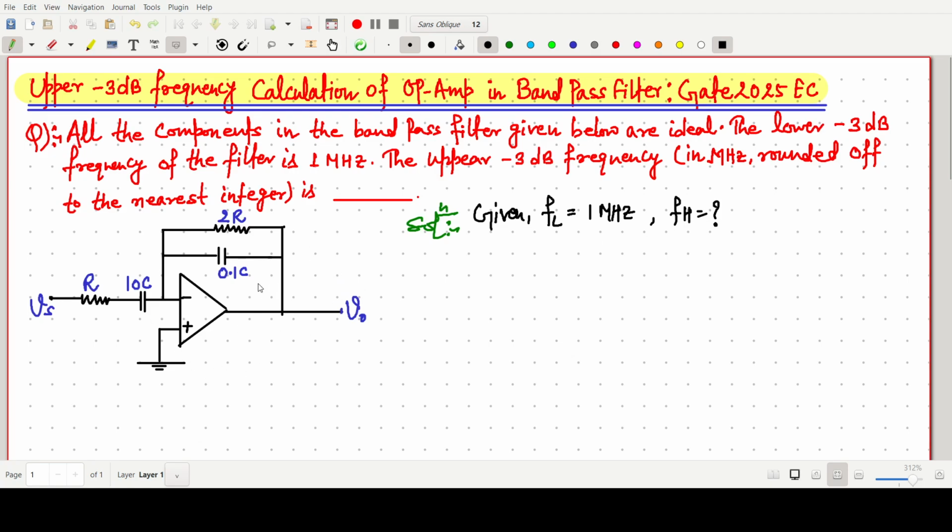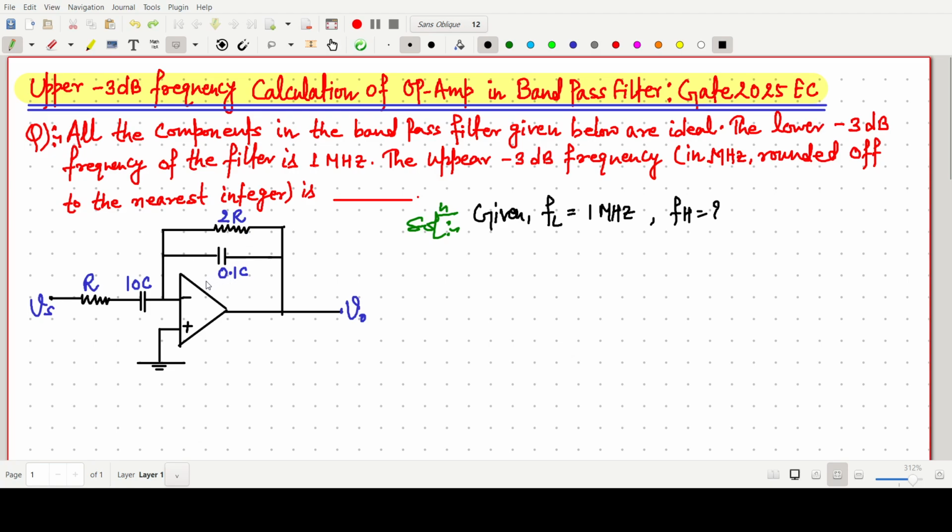So how do we approach this kind of filter circuit? Basically, this is a filter circuit where R and C are in series, and in the feedback R and C are in parallel. The values are R and 10C, and 2R and 0.1C.